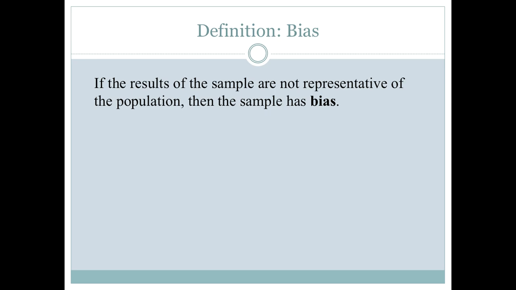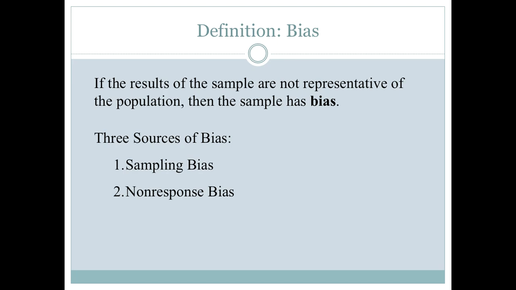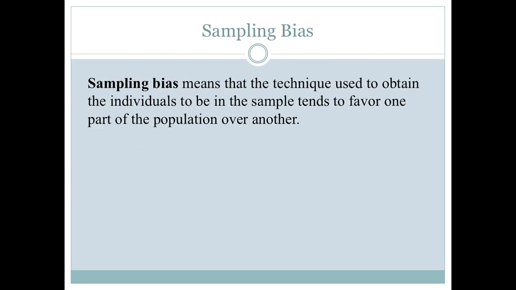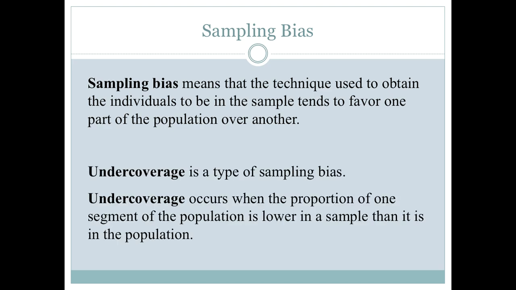Now, section 1.5 is about bias in sampling. So first, some definitions. If the results of the sample are not representative of the population, then the sample has bias. And there are three sources of bias. There's sampling bias, non-response bias, and response bias. Sampling bias basically means that the technique used to obtain the individuals in the sample tends to favor one part of the population over another. So one part of the population is overemphasized.